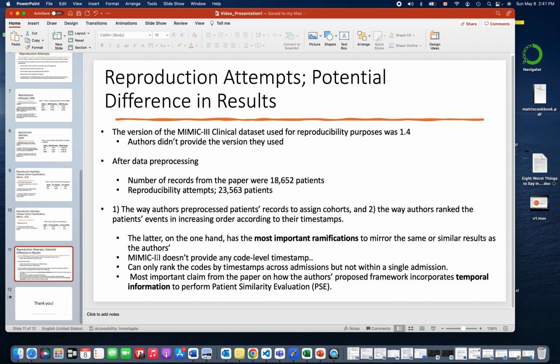This is the most important claim from the paper: how the authors' proposed framework incorporates temporal information to perform PSC. So I don't know whether they have any additional data, or I didn't have any guidance, for example, as to exactly what methodology they used, since MIMIC3 doesn't provide any code level timestamp.